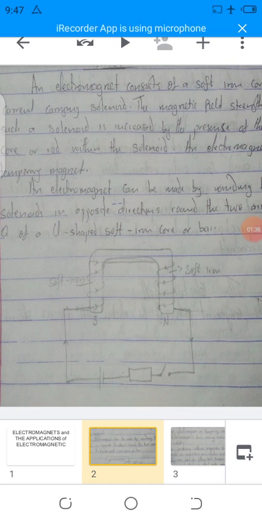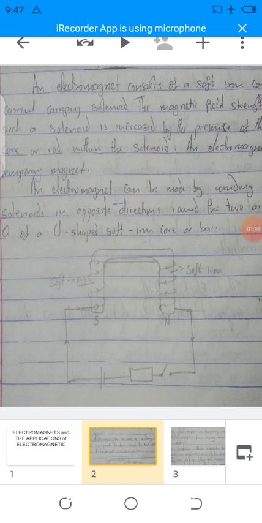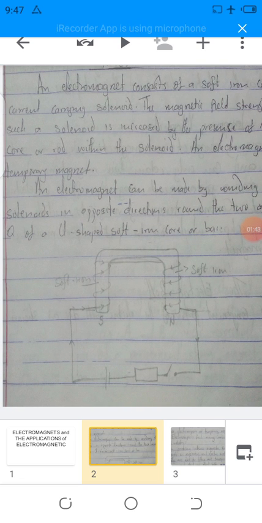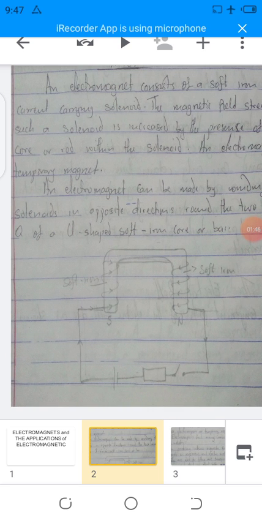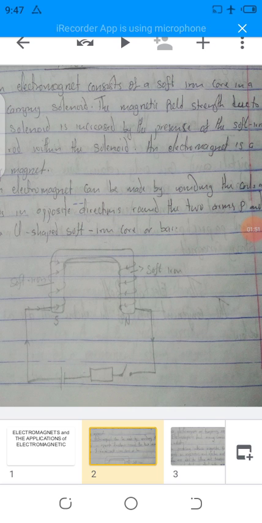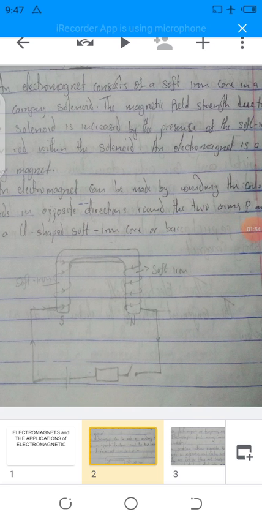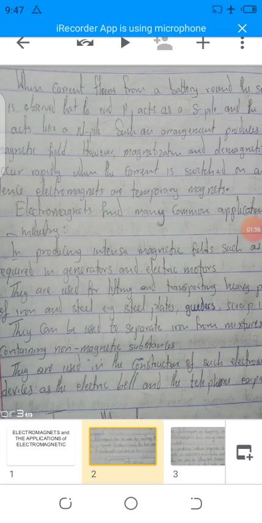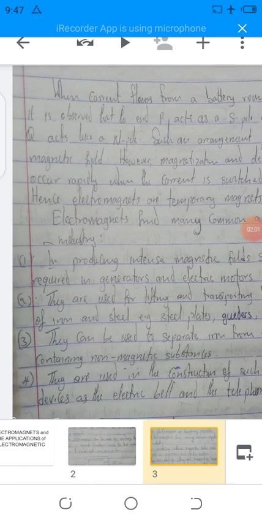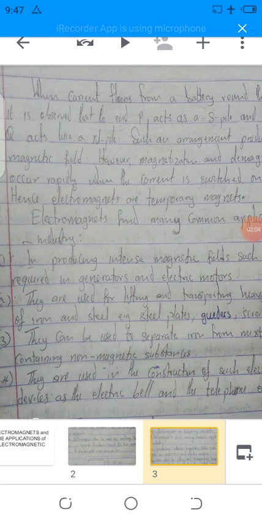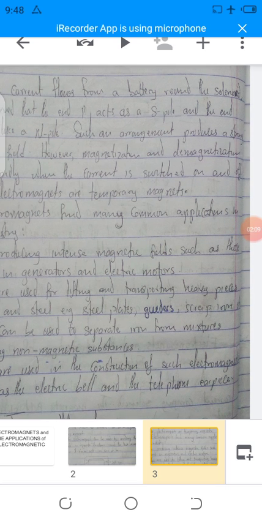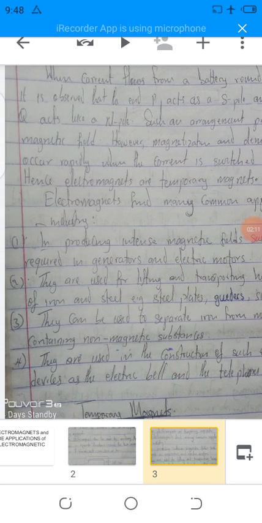The place where the current is coming from represents the north, while the place where the current is going in represents the south of the U-shaped magnet. The wires are connected to the battery, the resistor, and the switch in order to control the amount of current going in. When current flows from a battery round the solenoid, it is observed that the end P acts as a south pole and the end Q acts like a north pole. Such an arrangement produces a strong magnetic field.